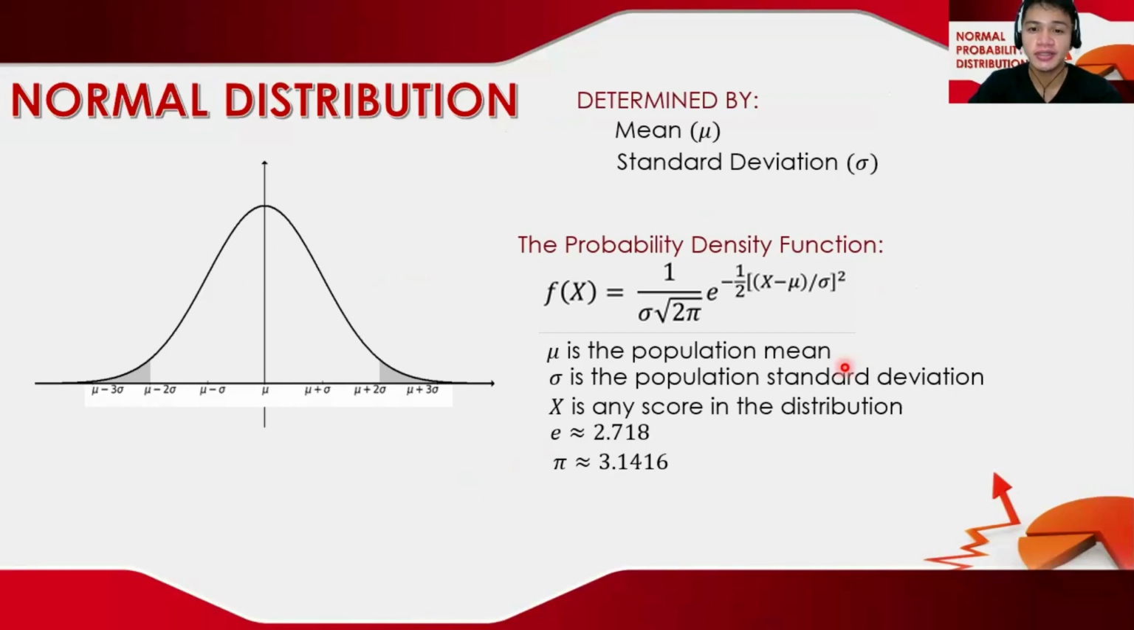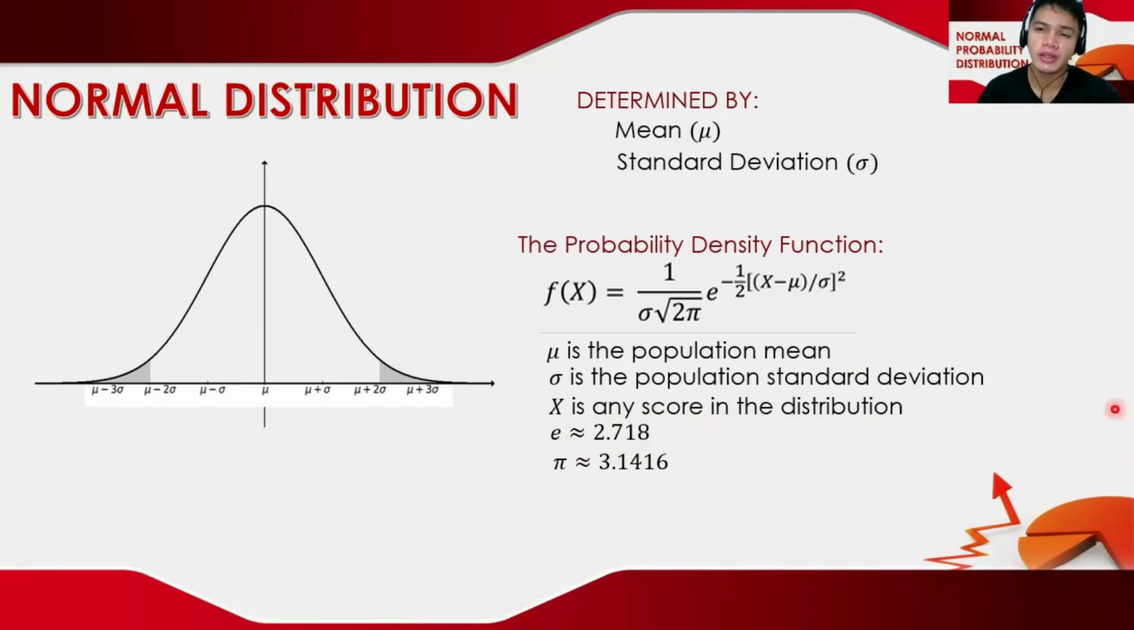The normal distribution has a probability density function of 1 over sigma times the square root of 2 pi, multiplied by e raised to negative 1/2 times the quantity of x minus mu over sigma, quantity squared, where mu is the population mean, sigma is the population standard deviation, x is any score in the distribution or the values of interest, e is approximately 2.718, and pi is approximately 3.1416.